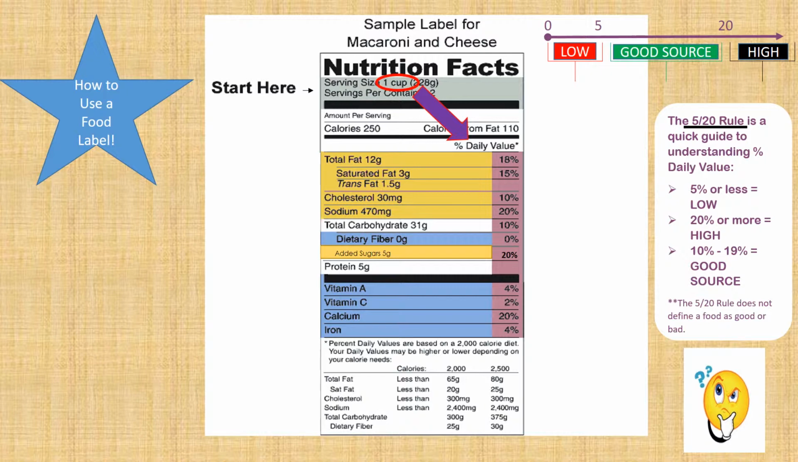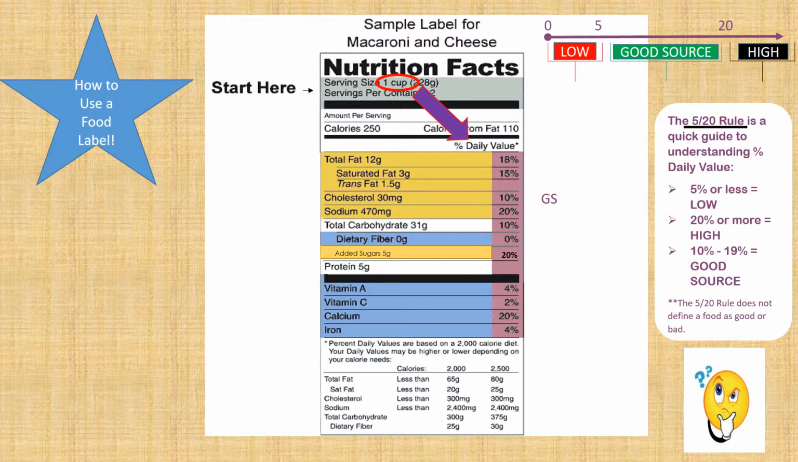And so first we have the total fat listed at 18%. If we look at our number line at the top, we can see that 18% falls between 6 and 19, and that makes it a good source. Saturated fat is listed at 15%, and that too falls between 6 and 19, making it also a good source. Cholesterol is listed at 10%, a good source. And then sodium is listed at 20%.